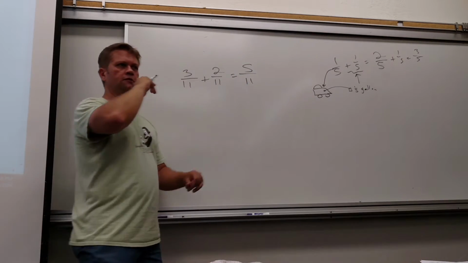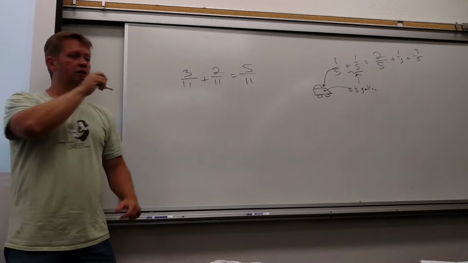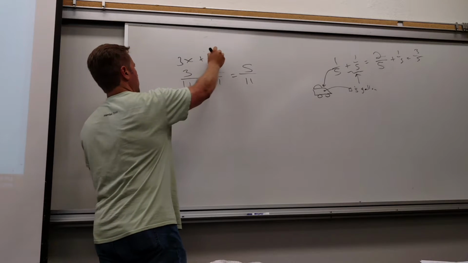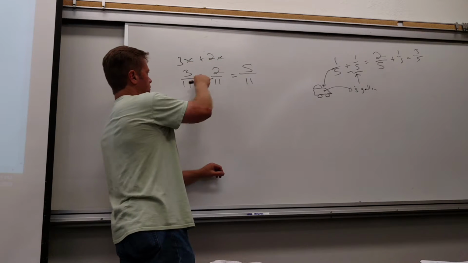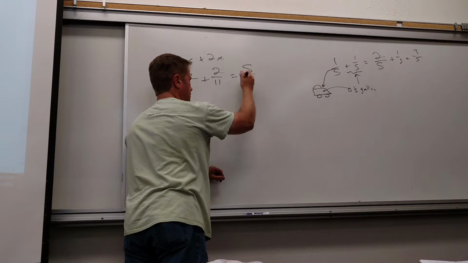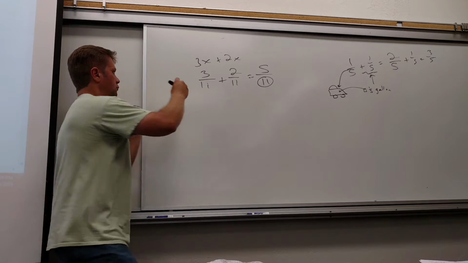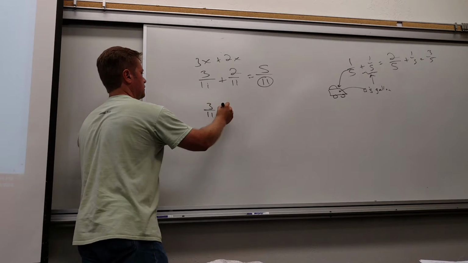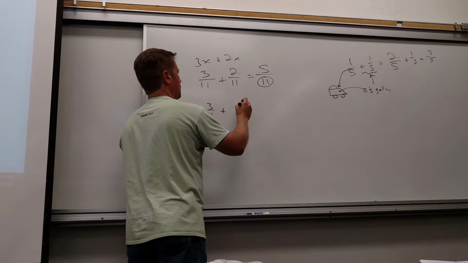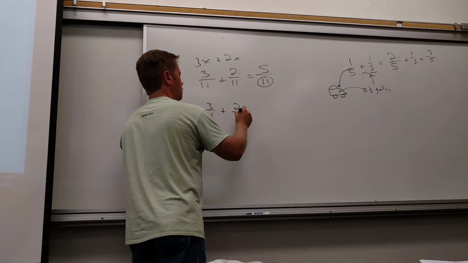5 11s. So it is just like 3x plus 2x. 3 of these plus 2 of these is 5 of these. That doesn't change. Now, what if I had 3 11s plus, what you got, Jeff? You got 2 over 22.